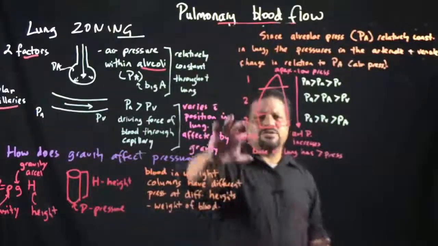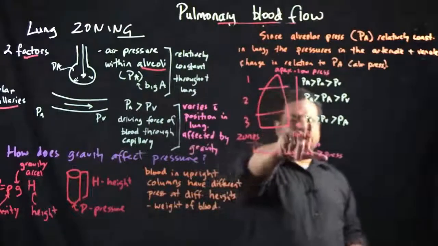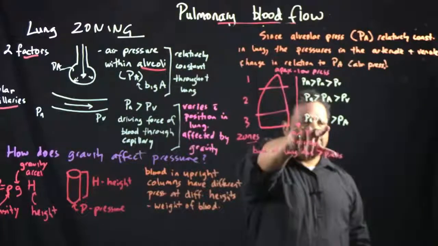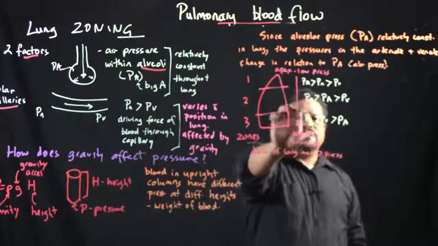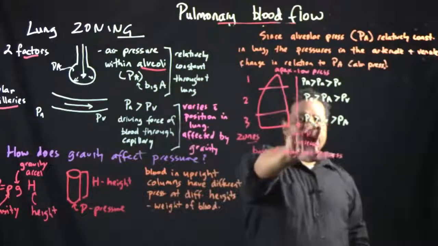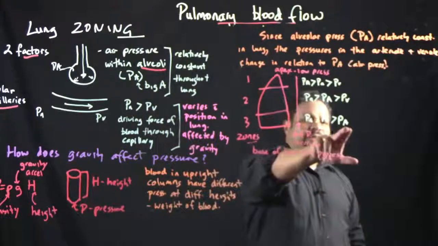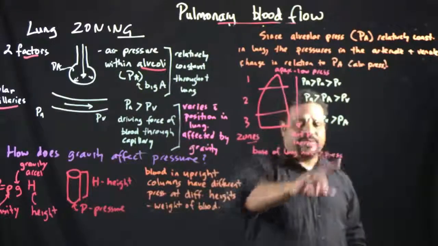So let's start off with zone 3. The arteriolar pressure is greatest, followed by the venous pressure. Basically in zone 3, the blood flow through the capillaries is driven by the arteriolar and venous pressure, and the alveolar pressure doesn't play a big role.